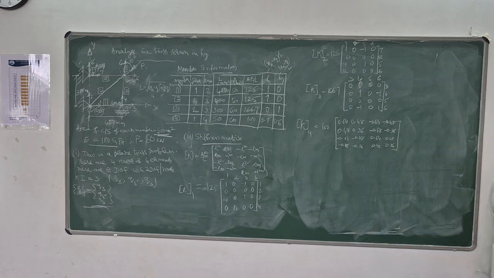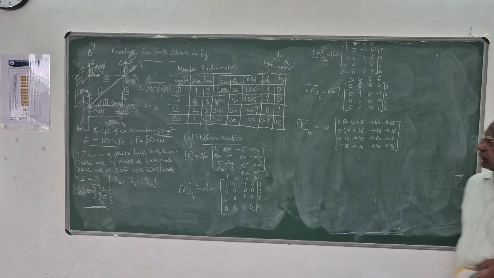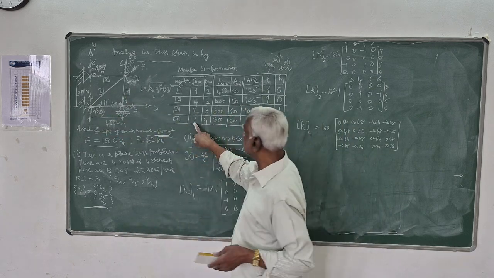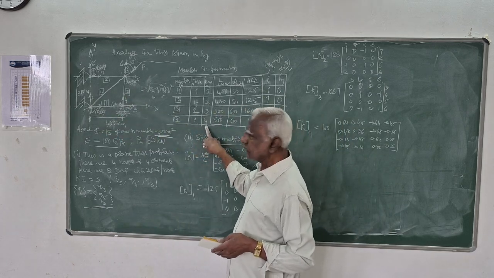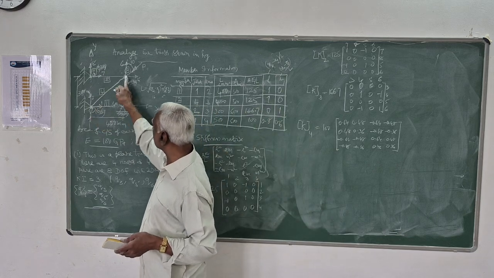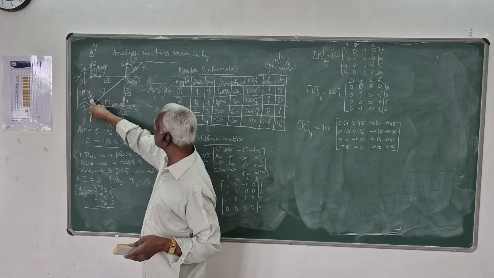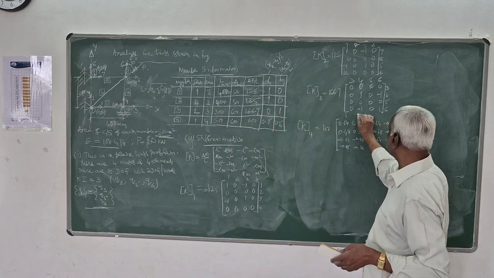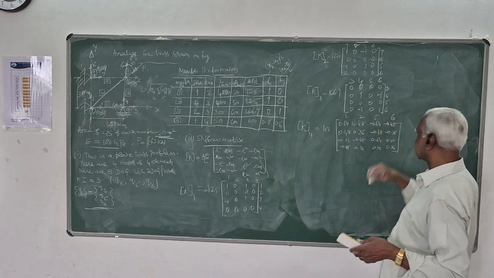This is the stiffness matrix of fourth element, for which the degrees of freedom, Jn is 1, Kn is 4, 1 to 4. So this is 1, 2, 5, 6. Like that you have to number 1, 2, 5, 6.